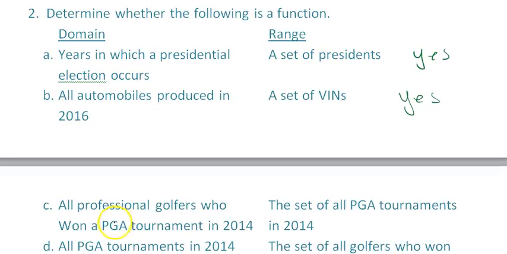So if we listed all the professional golfers who won, make a list of that, or imagine making a list of that in your head. I'm not very familiar with those. And then the set of all PGA tournaments in 2014.